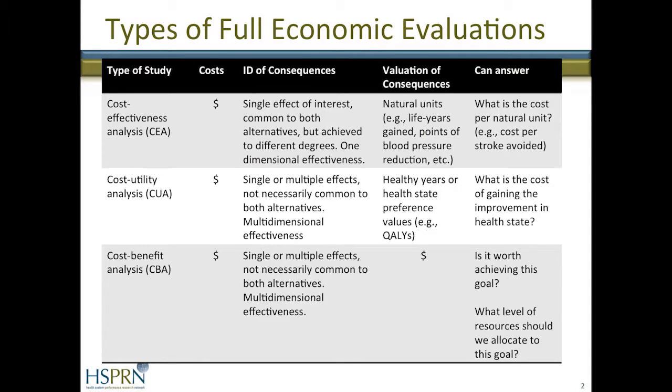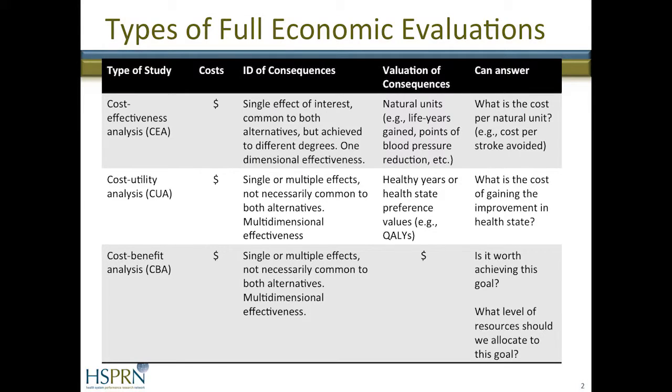So we always measure the cost on the input side, but in the cost-effectiveness analysis, we measure the consequence as one single effect, and this is similar between the two different options that we're comparing. This effect is a natural unit. It can be a life year, it can be a reduction in points of blood pressure, for example, and it answers the question, what is the cost per natural unit?